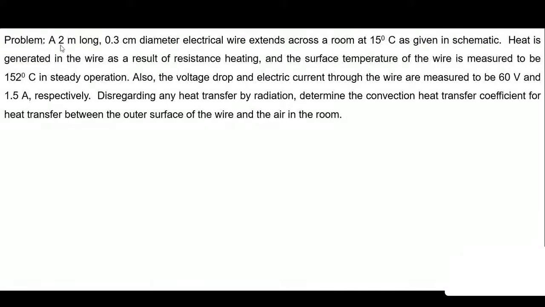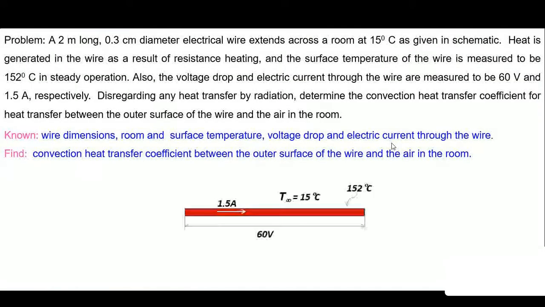That example is a 2 meter long, 0.3 centimeter diameter electrical wire extended across a room at 15 degrees Celsius, in a given schematic. So let us see the schematic. Yes. So this is the schematic. The temperature of the wire is 152 degrees Celsius. The temperature of the fluid where it is exposed is 15 degrees Celsius. Some 1.5 ampere current is flowing through the wire, and 60 volt is the potential difference.